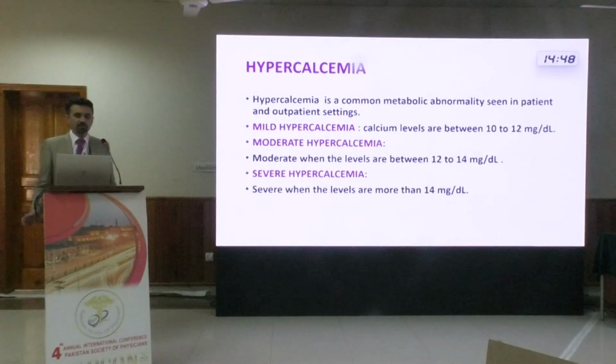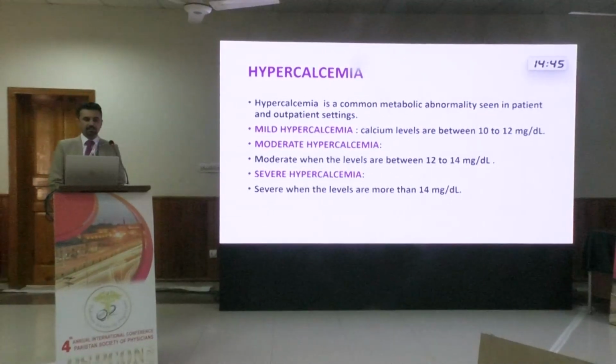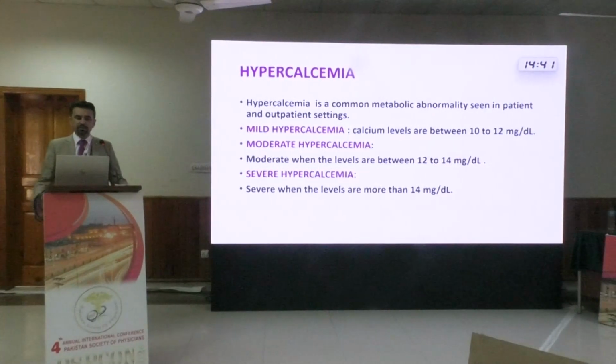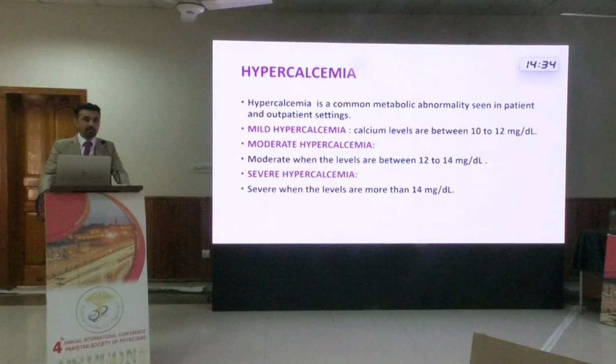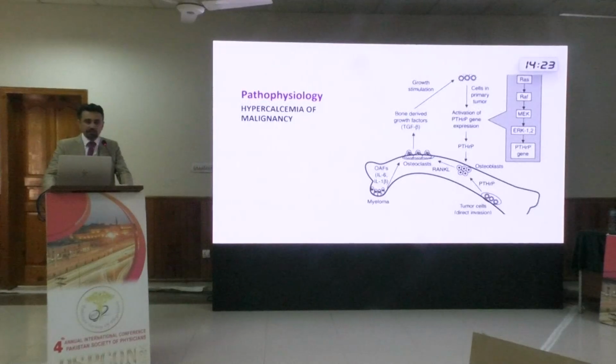Now, as you know, this is the hypercalcemia definition. It is divided into mild, moderate, and severe. Mild is 10 to 12, moderate is up to 14, and if it is more than 14, then we call it severe or life-threatening. So this is the mechanism.